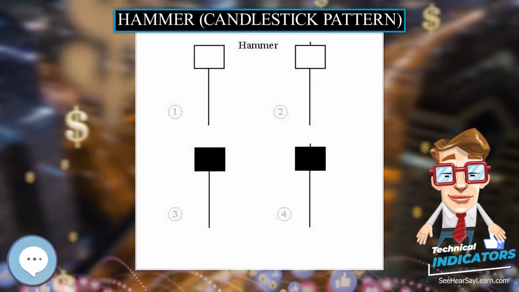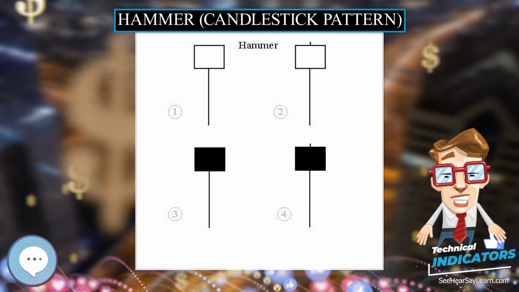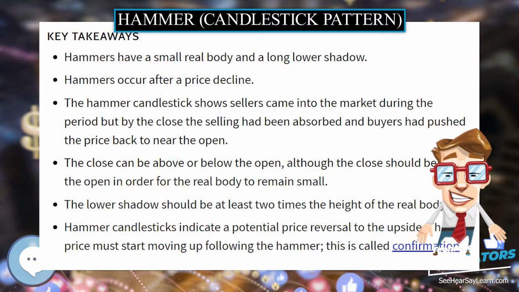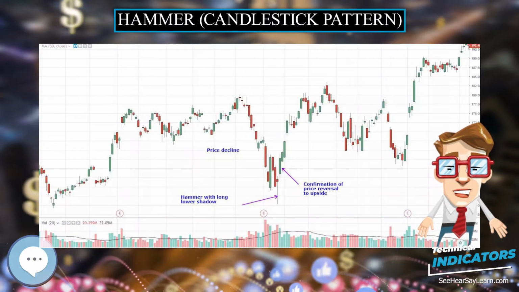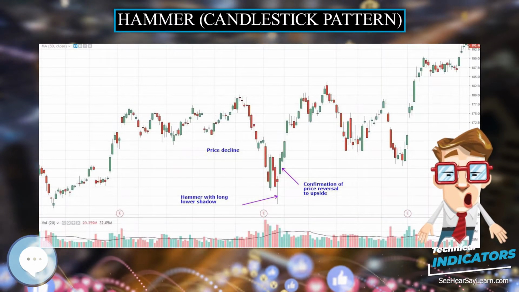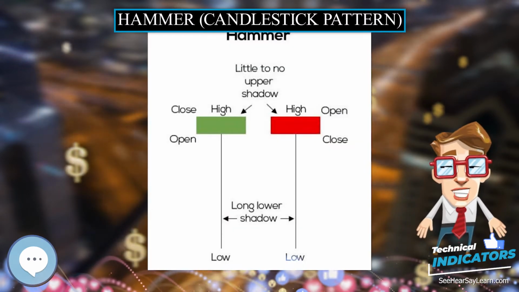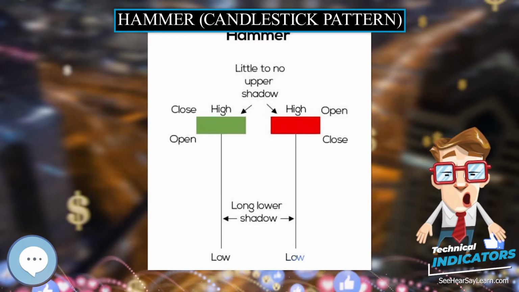Hammer candlestick pattern. A hammer is a type of bullish reversal candlestick pattern, made up of just one candle, found in price charts of financial assets. The candle looks like a hammer, as it has a long lower wick and a short body at the top of the candlestick with little or no upper wick.